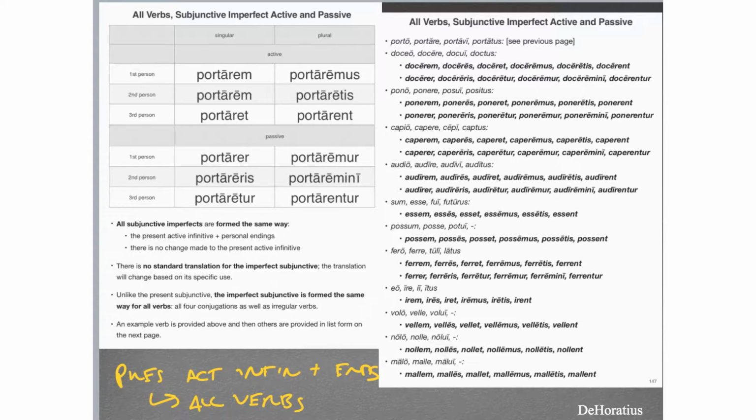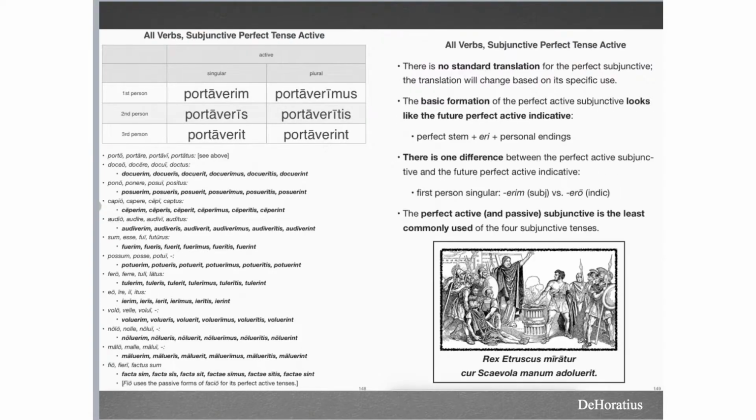All right. These are the forms that we already learned. Now this is the perfect subjunctive. The basic formula here is perfect stem. And remember, perfect stem is third principal part minus the I, plus ERI, plus endings.